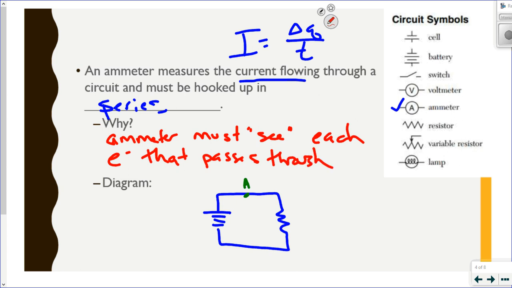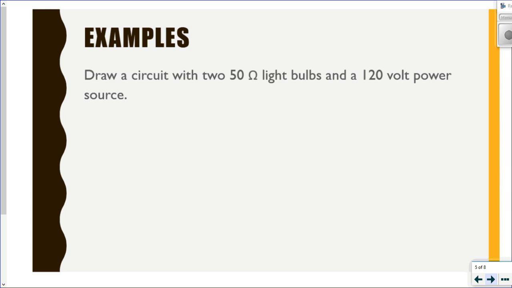So when I draw my diagram, I want to measure the current at point A. What I have to do is break apart this circuit so my ammeter can measure all of the charges that are going to go through the circuit. Therefore, when the charges go through our wires, they cannot resist going through the ammeter. They have to go through, therefore it can measure the current. So that's ammeters and voltmeters. We're going to be using them a lot to measure current and voltage in the circuit. But let's look at a couple examples.